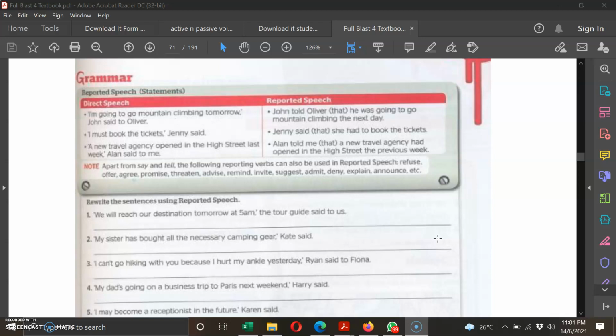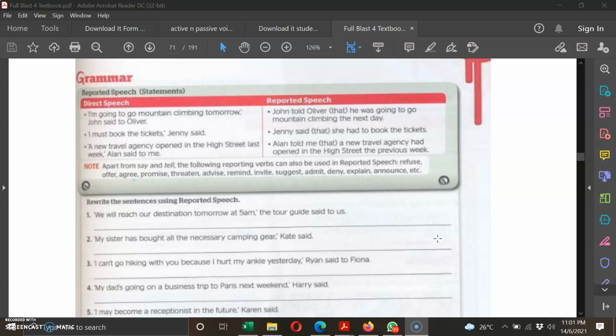So the reported speech would be John told Oliver. So you replace said with told. John told Oliver that, optional, that he was going to go mountain climbing the next day. John memberitahu Oliver yang dia akan pergi mendaki gunung pada hari berikutnya. So you change tomorrow to the next day in the reported speech.